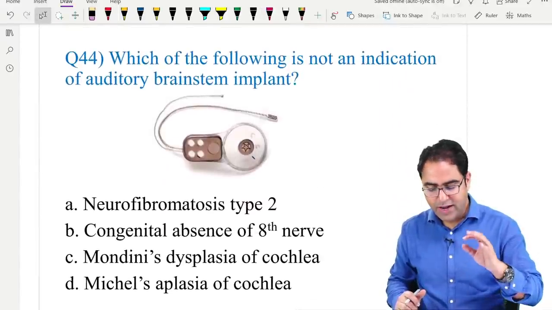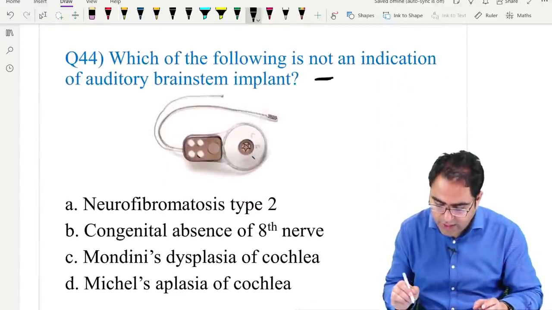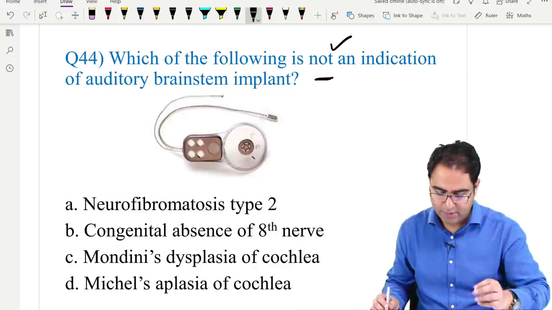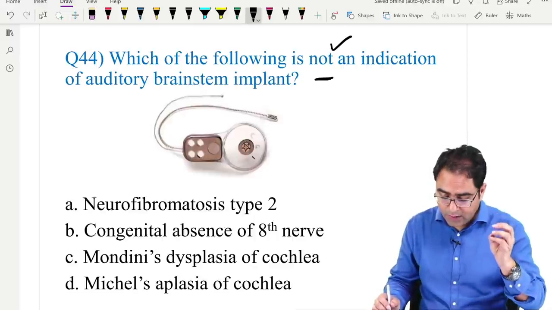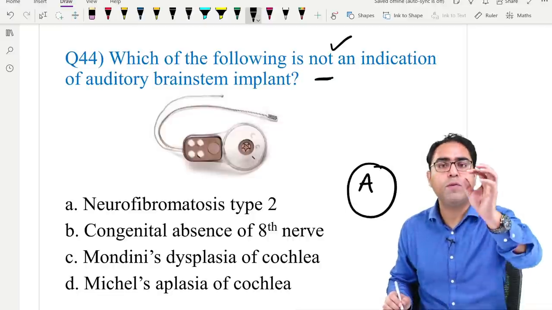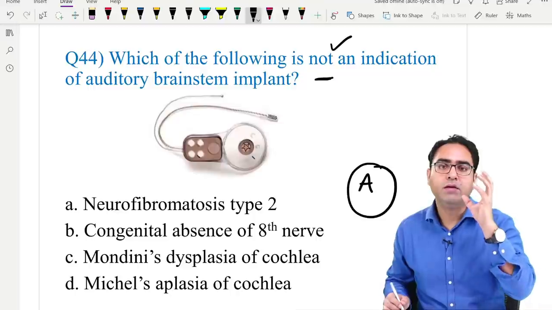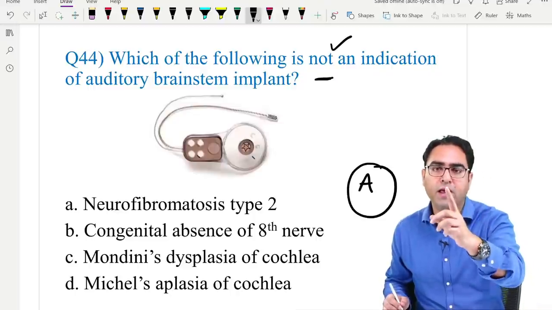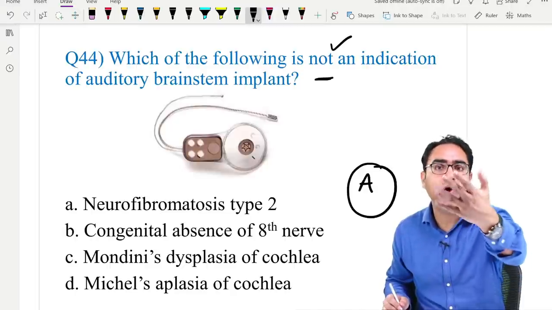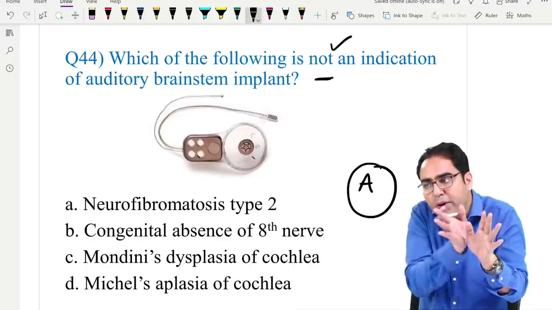Now, next, ABI, auditory brainstem implant. Which of the following is not an indication of ABI, brainstem implant? The typical indication is A. Neurofibromatosis type 2 is the typical indication for the auditory brainstem implant. Why? ABI is used when a cochlear implant is not of any use. When the cochlear implant is of no use, then you put the brainstem implant.